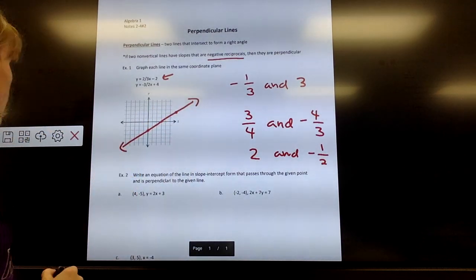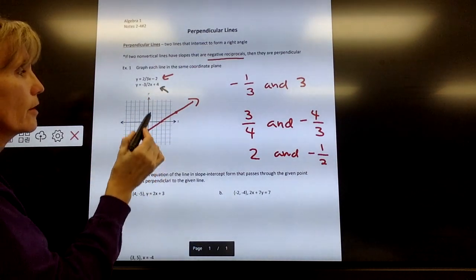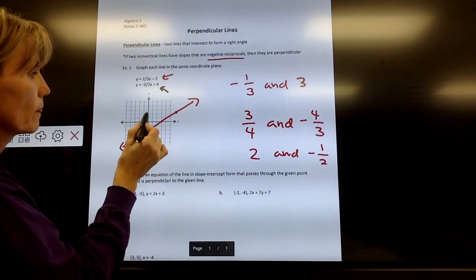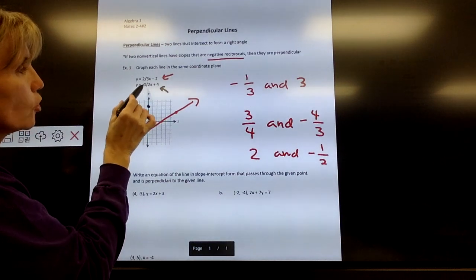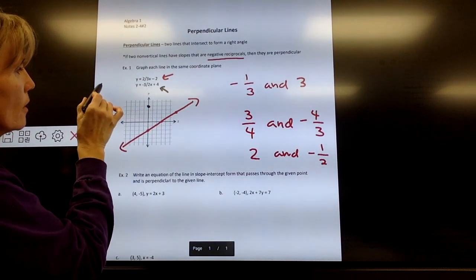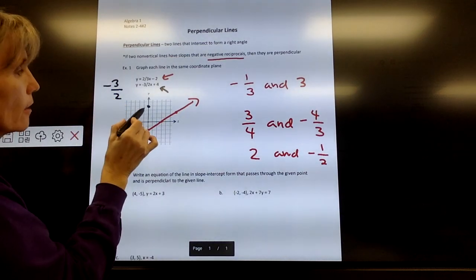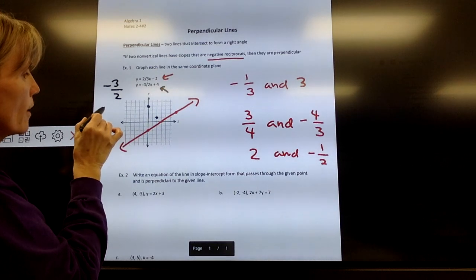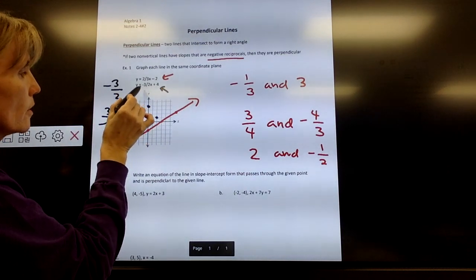Okay, so there's one line, and then I'm going to change colors for the second line. To graph this line right here, it says it's going to have a b value of +4. So I'm starting up here at +4. And then my slope is a -3/2. Okay, when I have a negative slope, I can put the negative with the top number, and I could go down 3 and to the right 2. Or I could put the negative with the bottom number, and that means I would go up 3 and left 2.